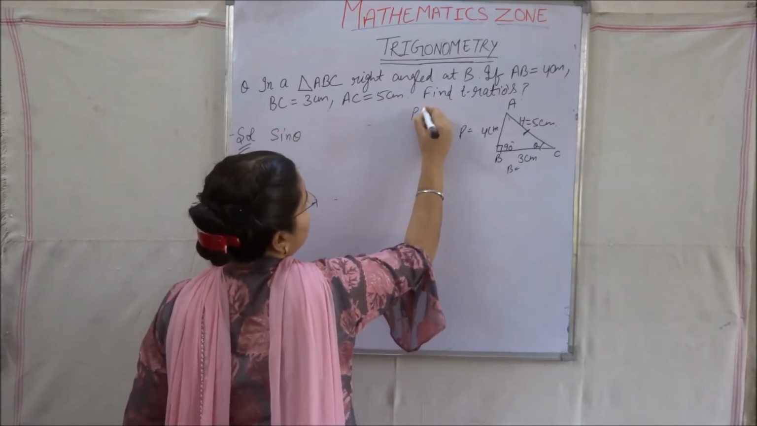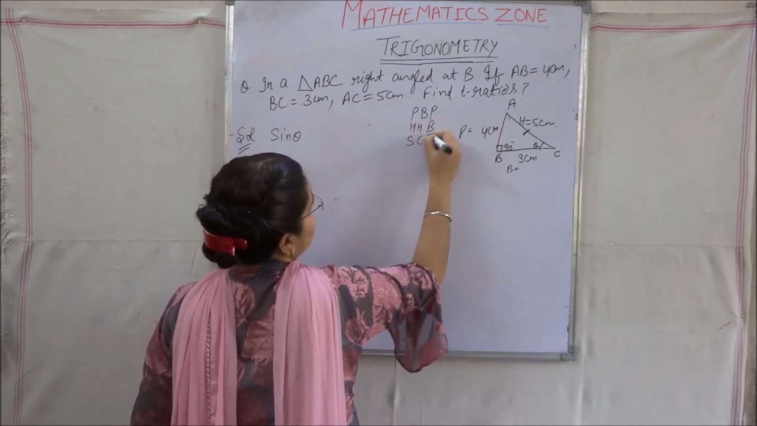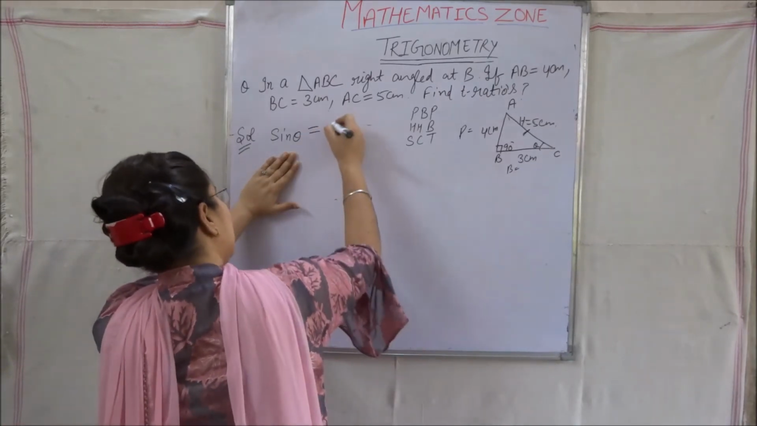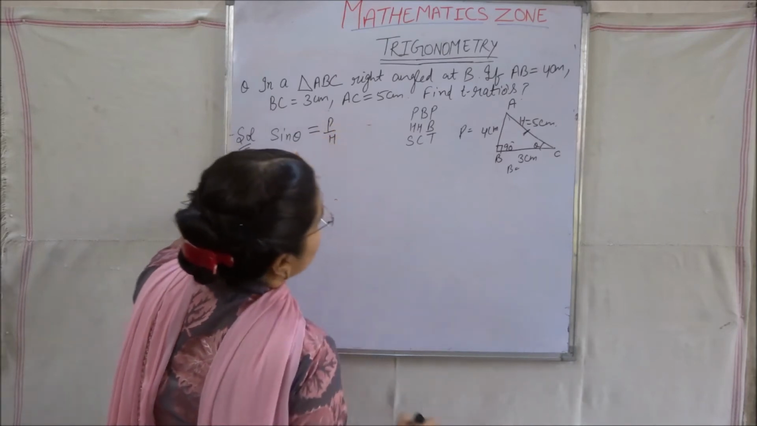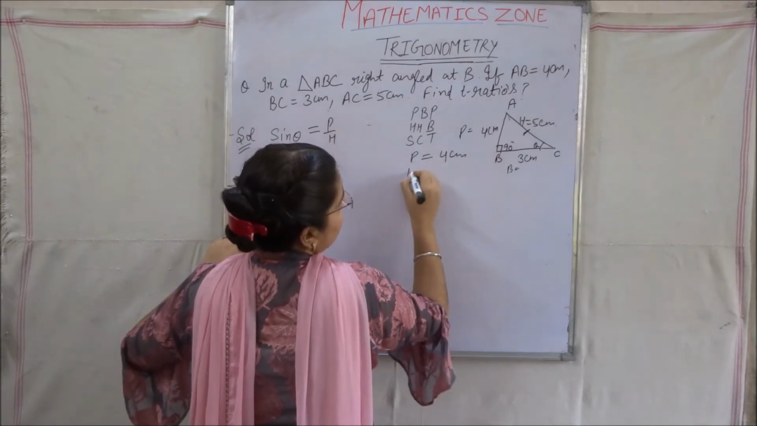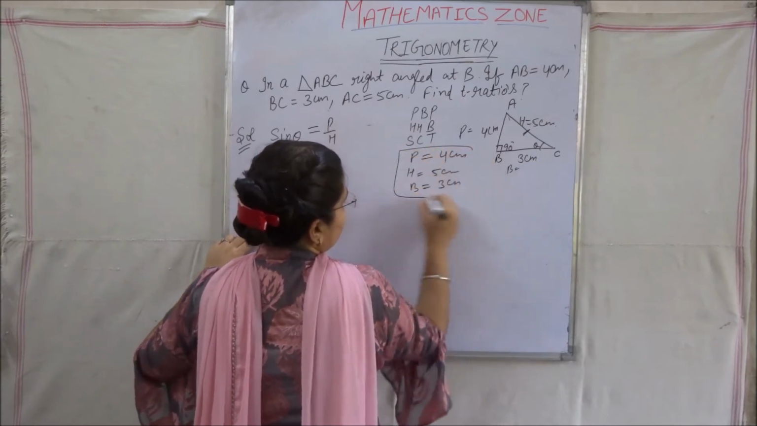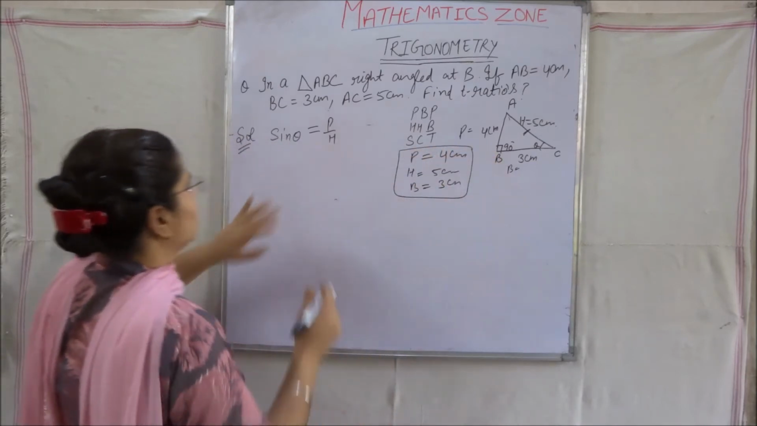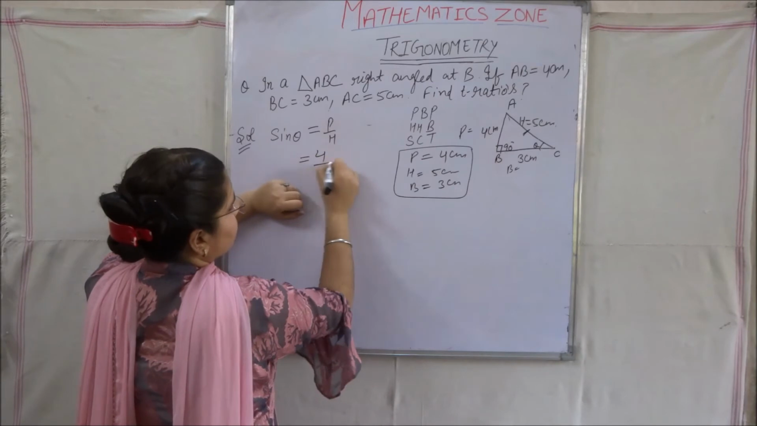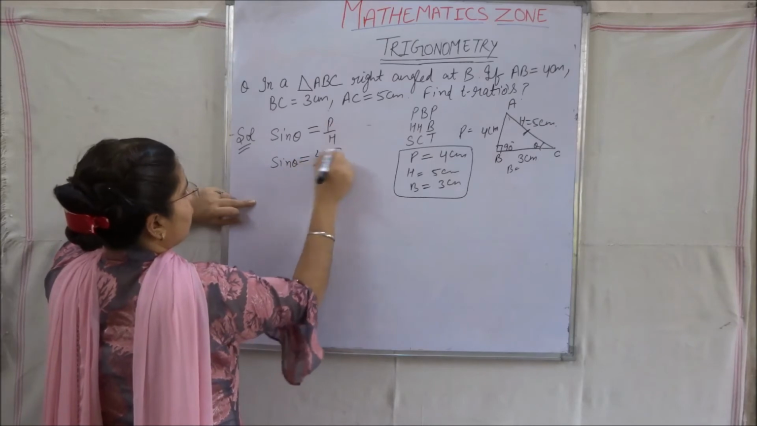Now let's write Pandit Badri Prasad Har Har Bole Sona Chandi Tole. Now here sin theta will be P upon H. Hypotenuse is 5 centimeter and base is 3 centimeter. So putting these values, perpendicular is 4 centimeter, hypotenuse is 5. So our sin theta will be 4 upon 5.